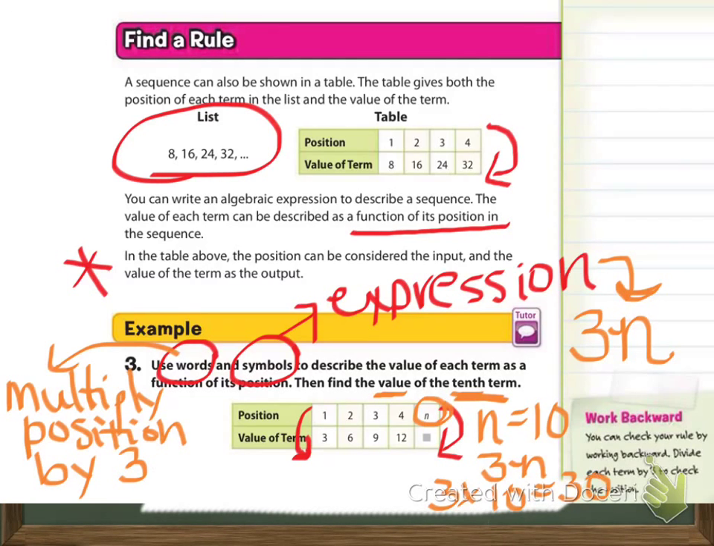Okay, so I had to find 3 things. Words, I have to find multiply the position by 3. Symbols, I have to write as an expression 3 times n. I have to next find the value of the term in the 10th position. So when n equals 10, I'm going to substitute 3 times 10 equals 30.